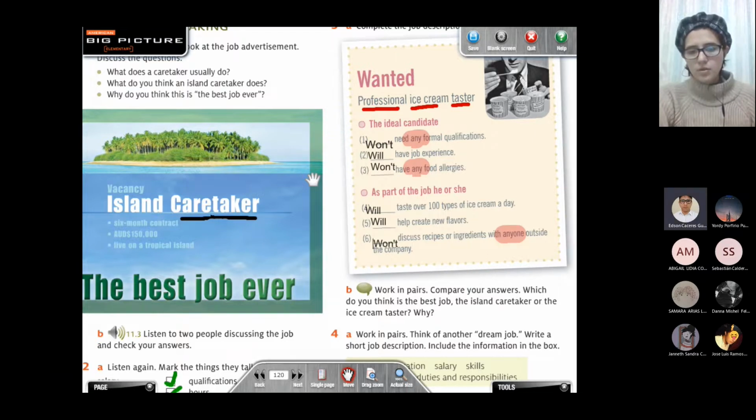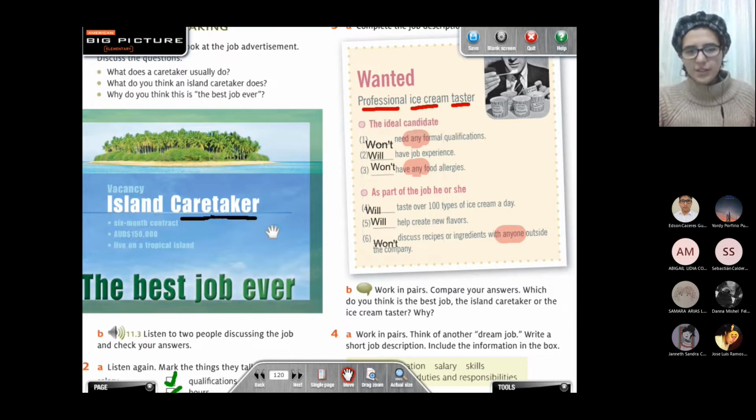Yo le dije ninguno. Yes, I know, and I ask you why. Porque cuidador de isla está muy solo. No me gusta. Ahí en la profesional de esas cremas, yo creo que es muy dulce ese ambiente, no me gusta. Okay. Well, ice cream, right? Helados. Sí. Catador de helados. No, prefiero otro tipo de trabajo.